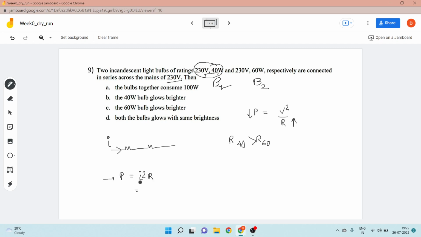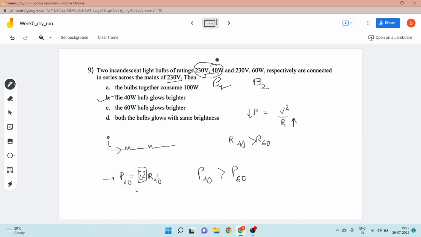Now, since I will be constant in both the cases, the power of the 40 watt bulb will be greater because the resistance of the 40 watt bulb is more, and in both the cases I square is same. So the power of 40 watt bulb will be greater than the power output of the 60 watt bulb when they are connected across the voltage supply of 230 volt. So the 40 watt bulb will glow brighter, and option B is the correct one.